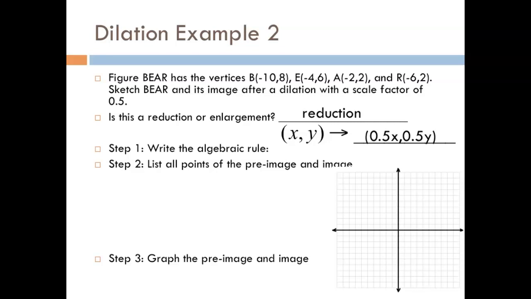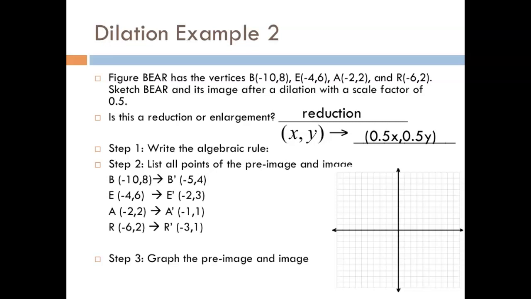Now we'll take all the points of the pre-image and apply this rule. You can think of this as multiplying by 0.5, or you can think of this as dividing by 2, multiplying by a half. So (-10, 8) becomes (-5, 4). (-4, 6) becomes (-2, 3). (-2, 2) becomes (-1, 1). And (-6, 2) becomes (-3, 1).